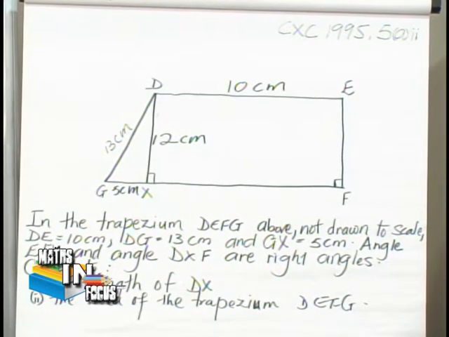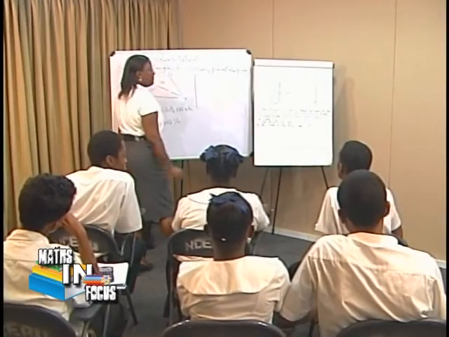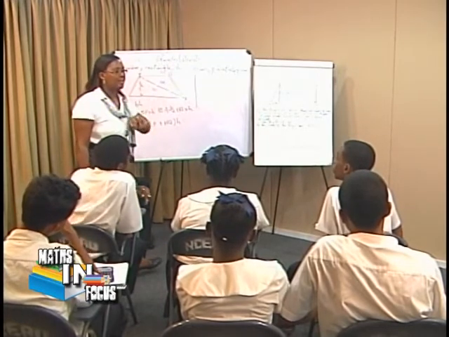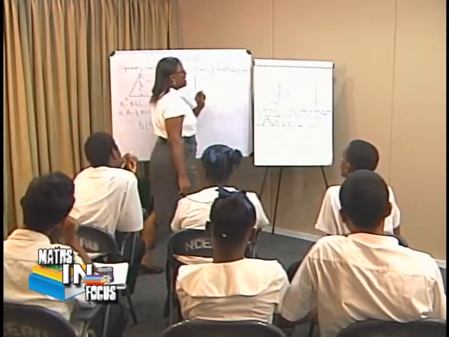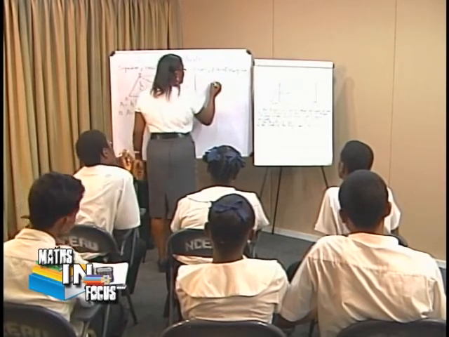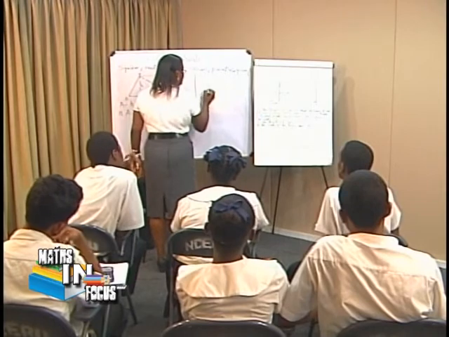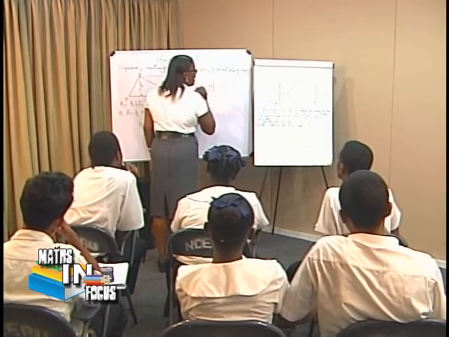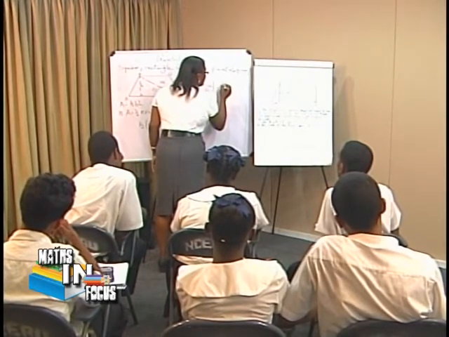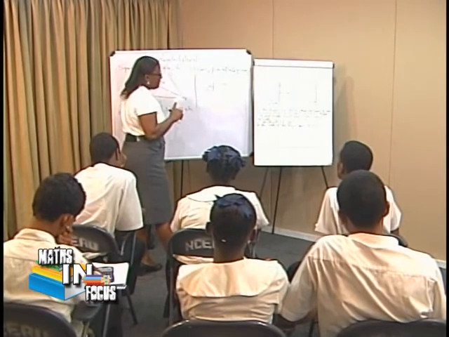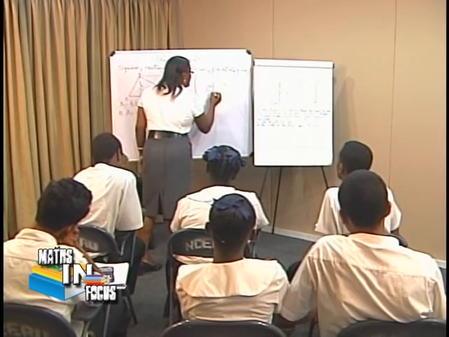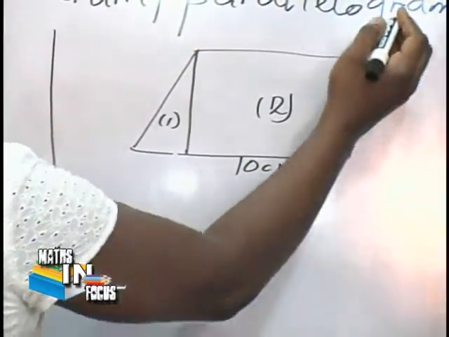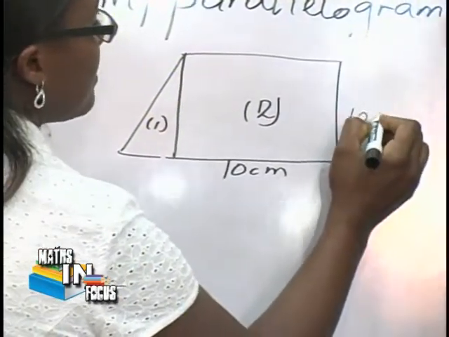Now we're going to do two things. Before this, we looked at area of triangles and area of rectangles. We're going to take this shape and make two shapes out of it, a triangle and a rectangle. The rectangle, what would be the length of the rectangle? 10 cm. What's the width of the rectangle? 12 cm.